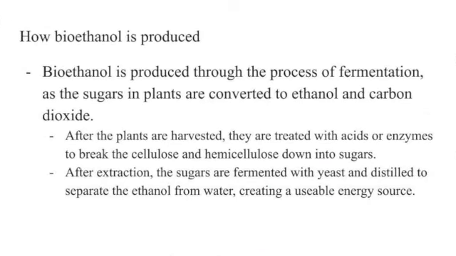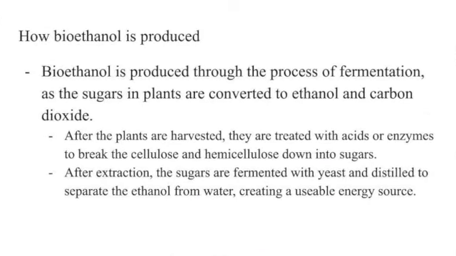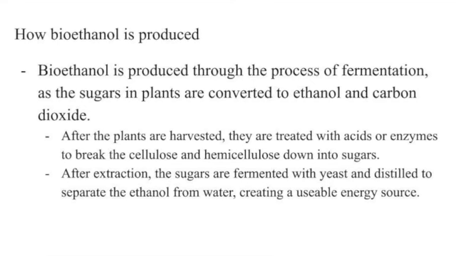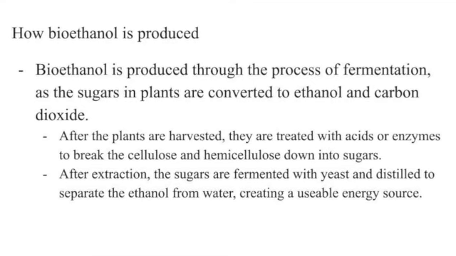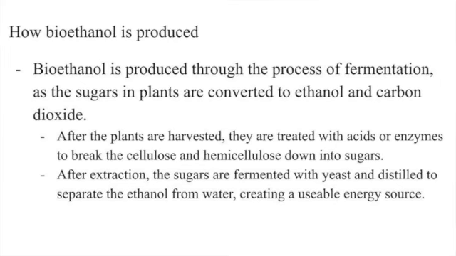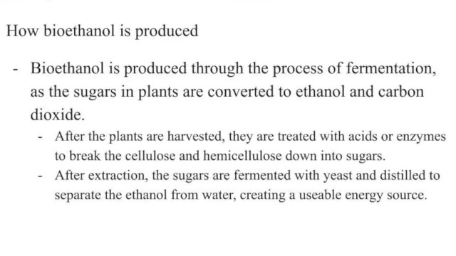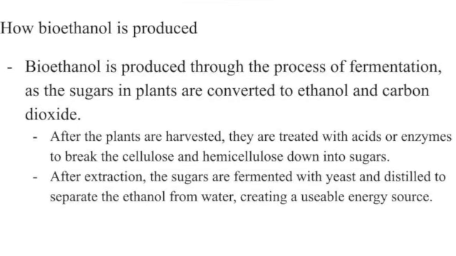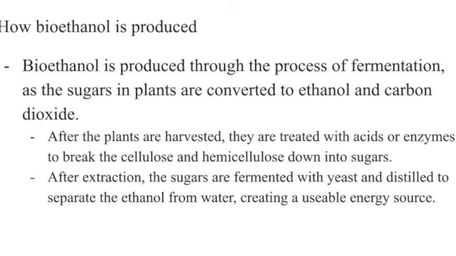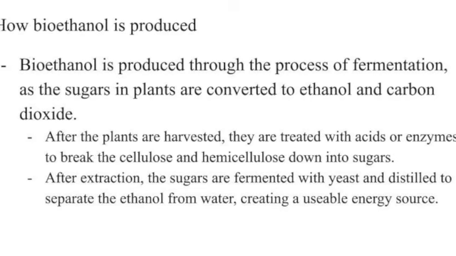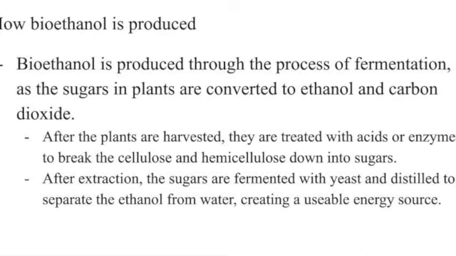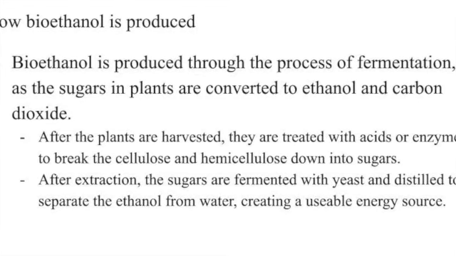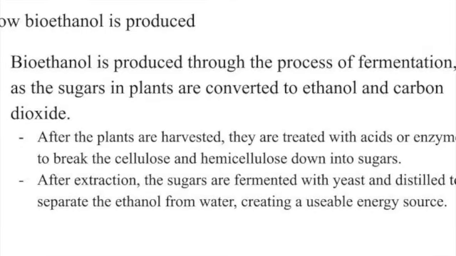So how is it produced, you might ask? Bioethanol is produced through the process of fermentation, as the sugars in the plants are converted to ethanol and carbon dioxide. But let's break that down. After the plants are harvested, they are milled and they are treated with acid or enzymes to break the cellulose and hemicellulose down into the sugars. And these sugars are fermented with yeast, and then after that they are distilled to separate the ethanol from water, and we use that ethanol, which is bioethanol, and we use it as an energy source.